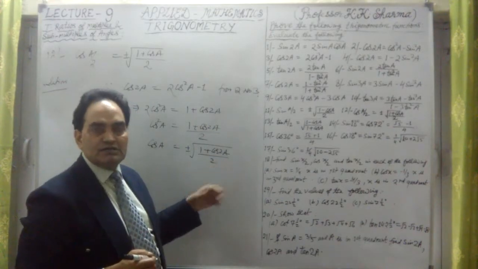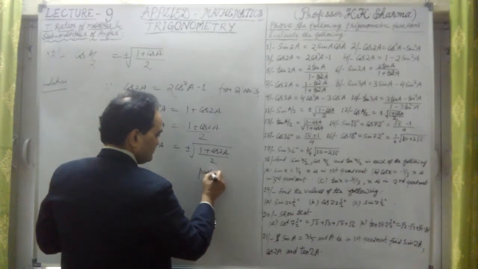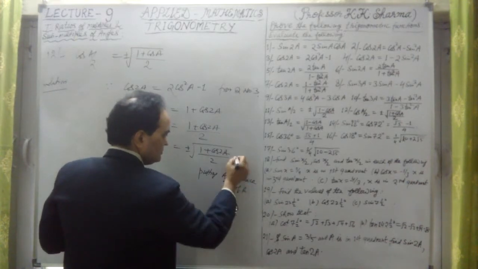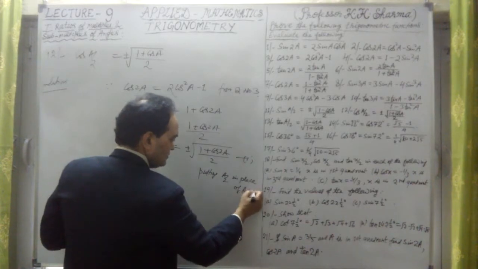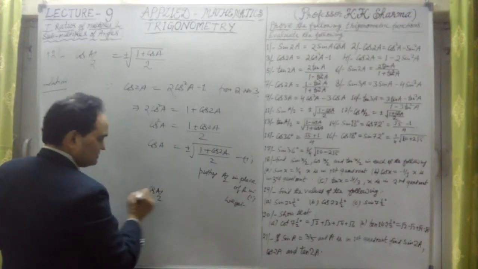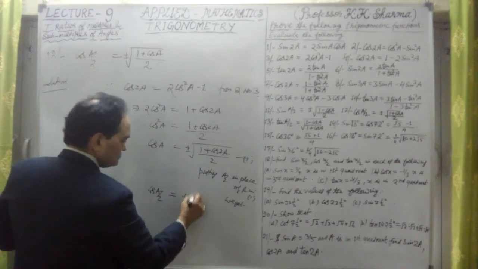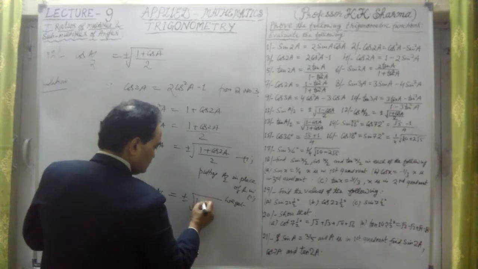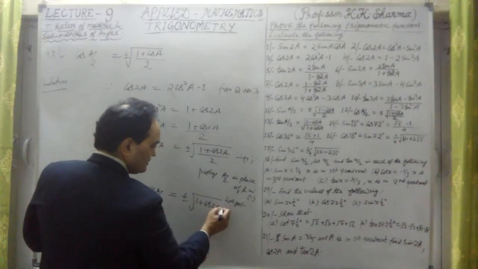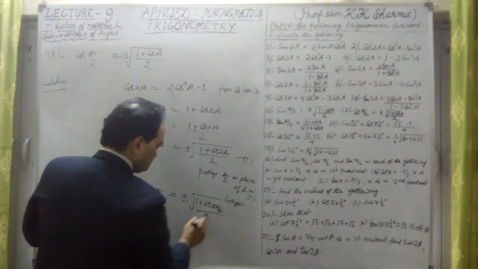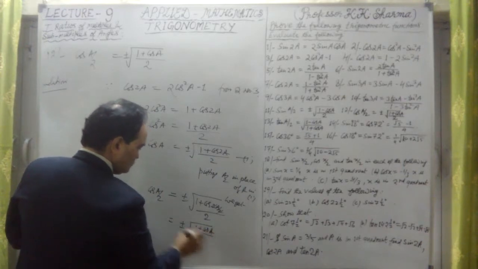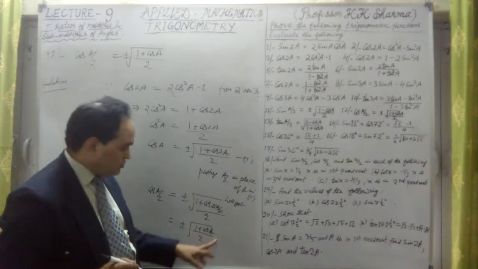This is the cos A value. If I replace A by A by 2, putting A by 2 in place of A in this equation, we get cos A by 2 equal to plus minus under root, where 2 into A by 2, this 2 cancels out, so it gives us plus minus under root of (1 plus cos A) upon 2.